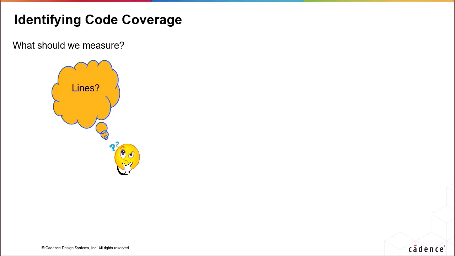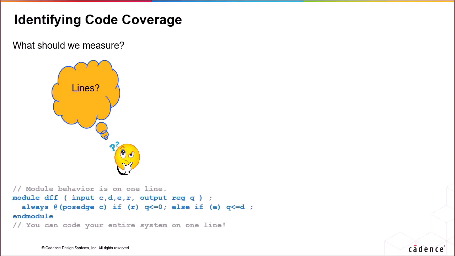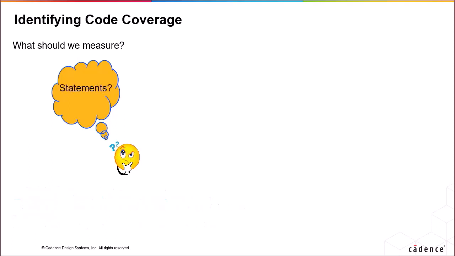Well, most modern design and test languages are free format, which essentially means that if you really wanted to, you could code the entire project on one line. Not that I recommend that you do that, just because you can. So as an alternative, some people would propose that we count statements, which seems more accurate, but truly is equally foolish. So here is the problem.